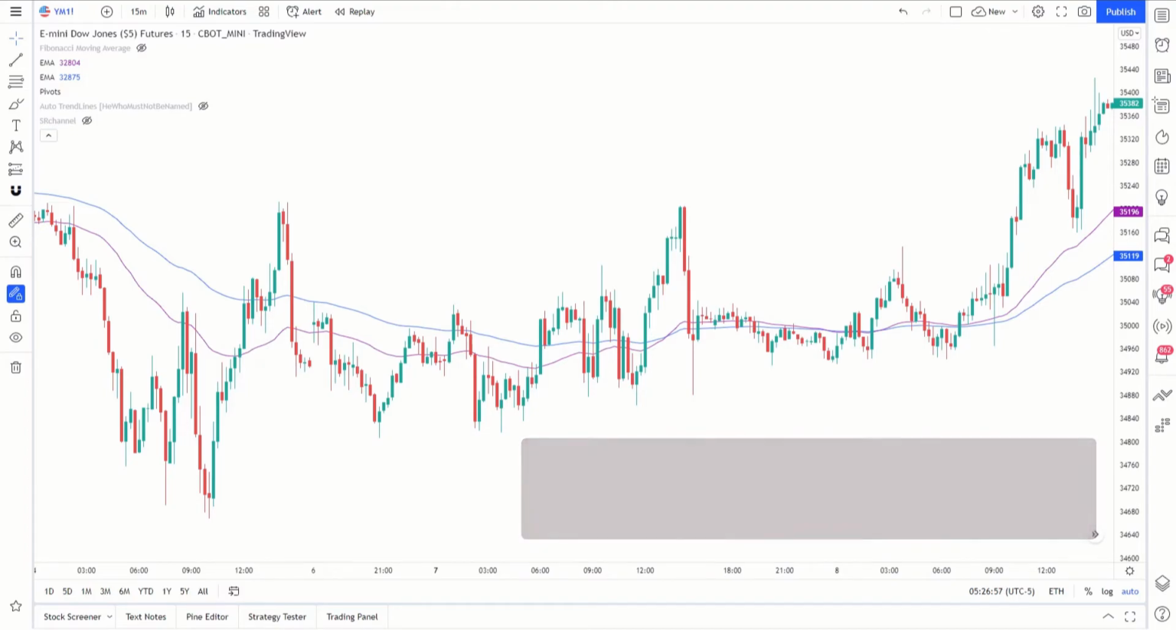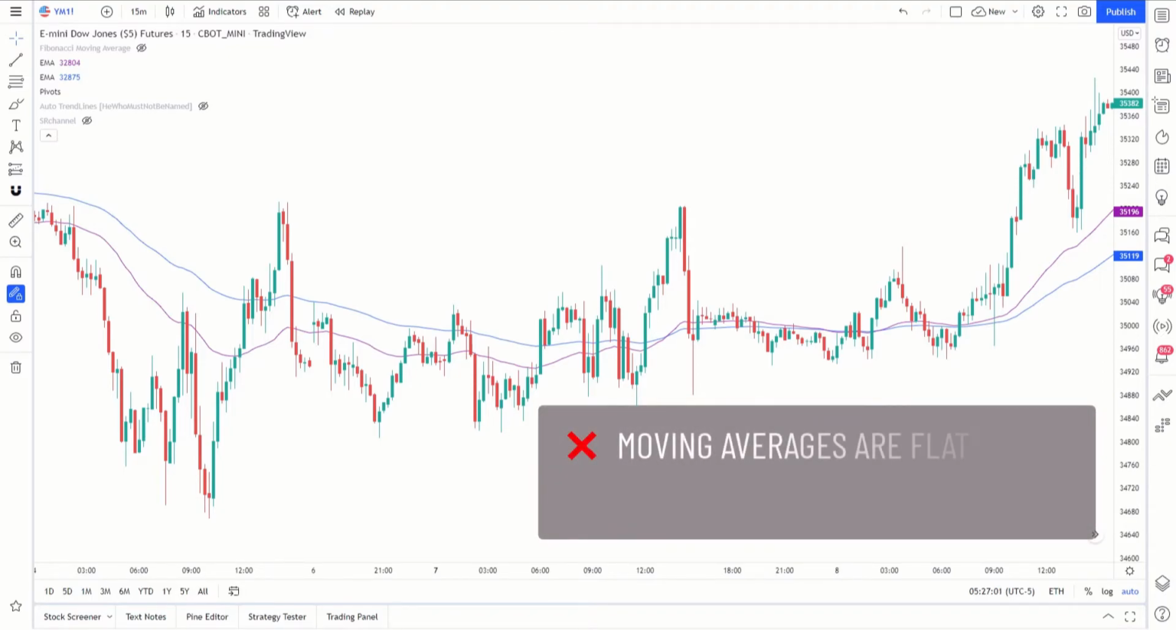If I take a look at the chart right here, I've opened a 15-minute chart in the YM, which is the Dow futures. Our moving averages are flat and the price has been stuck in a range for a long time. This is the type of market environment we need to avoid if trading the pullback system.